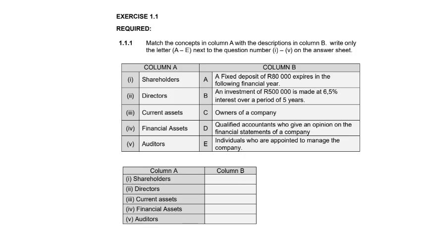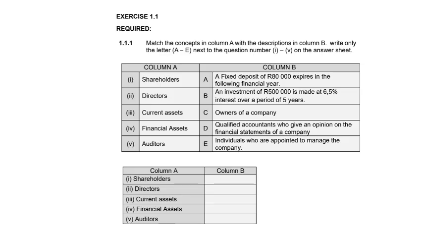Exercise 1.1. Required 1.1.1. Match the concepts in column A with the descriptions in column B. Write only the letter A to E next to the question number I to V on the answer sheet. Okay, so column A, which is shareholders, directors, current assets, financial assets, and auditors, we must match with column B, which is the description.